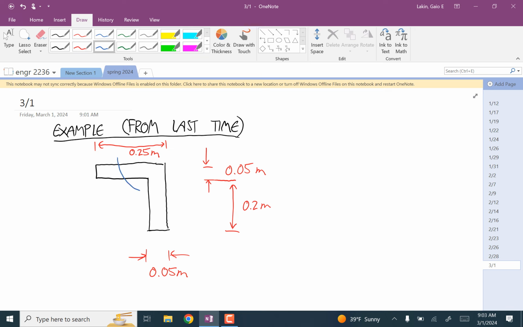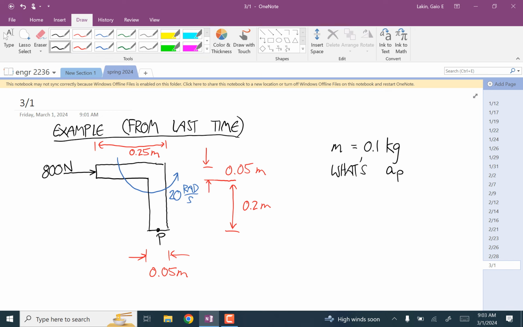And at this instant, it has an angular velocity of 20 radians per second. And it just smacked into the wall, a wall over here. And that reaction force is 800 newtons. The mass of this thing is 0.1 kilograms. And this is the point P, and we want to calculate the acceleration of the point P.